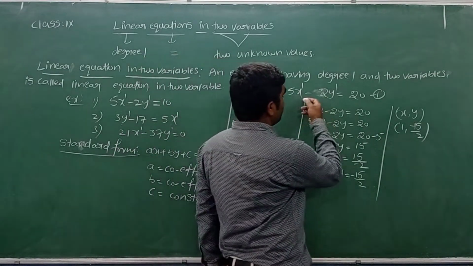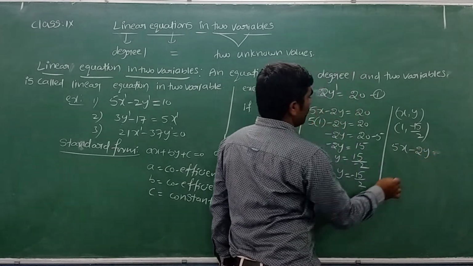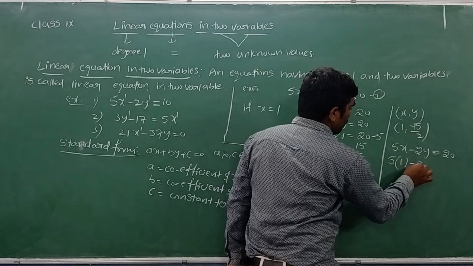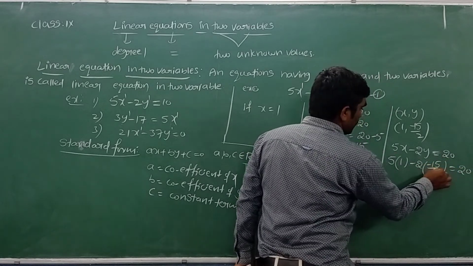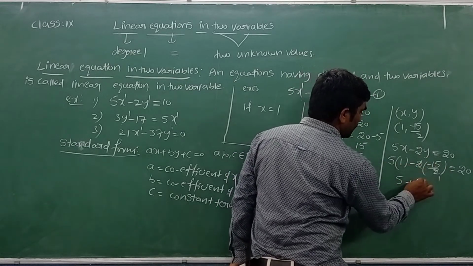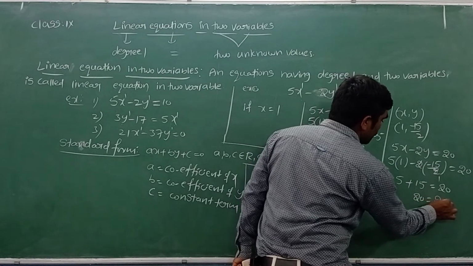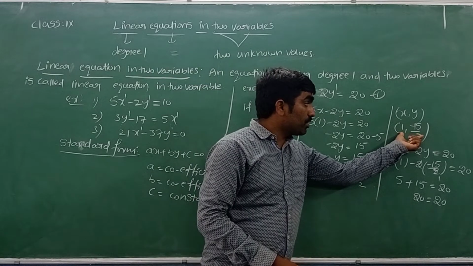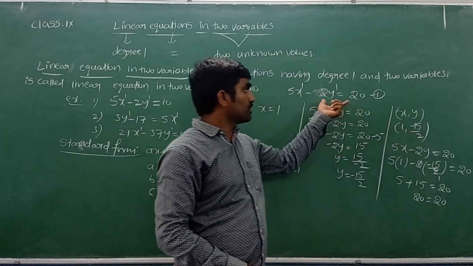Let's check it now. Let me take the equation 5x minus 2y is equal to 20 and substitute x is equal to 1. 5 into 1 minus 2 into the y value, minus 15 by 2, is equal to how much? 20. Let me answer: 5 ones are 5, and minus into minus gives plus 15. So 15 plus 5 is 20. Yes, I got LHS equal to RHS. So here I can say that the values of the variables x equal to 1 and y equal to minus 15 by 2 satisfy this equation, so it is called a solution of this equation.